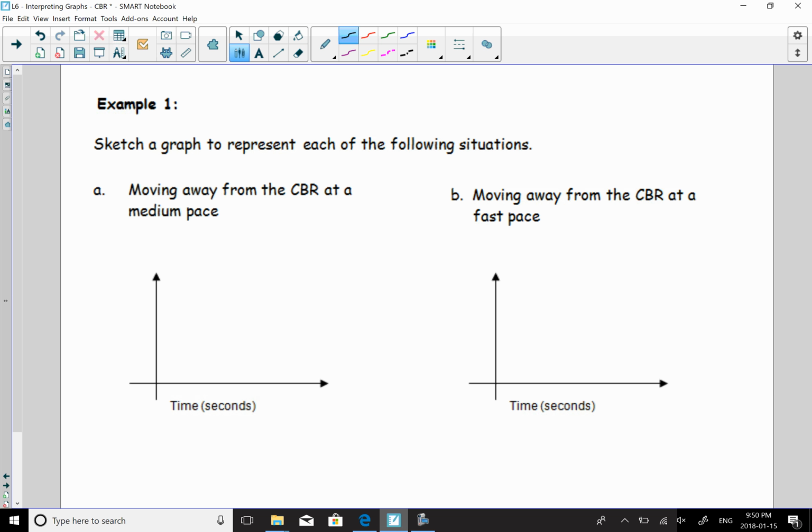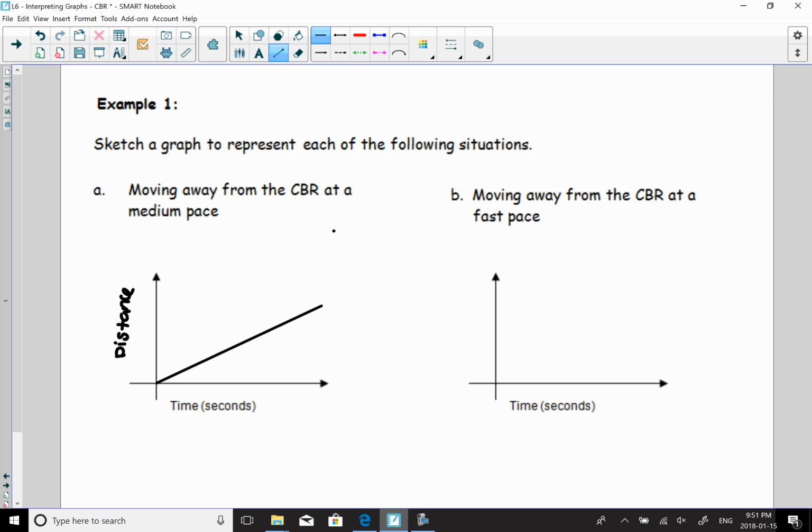So moving away is just changing your distance at the same rate. And that would be just the line. Oh, it's a huge line there. So this is a medium pace.